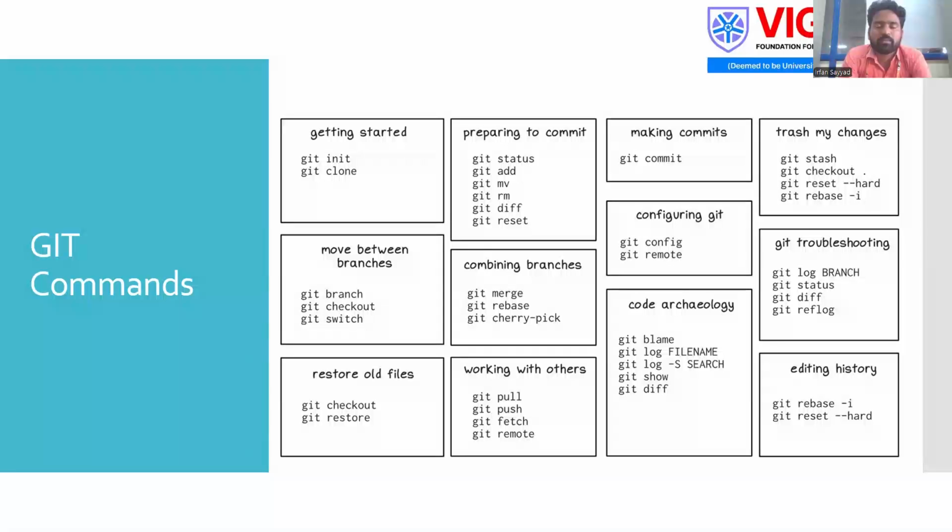Getting started: if Git needs to be running, we give the command git init for initialization. Git clone: if we need to clone a repository from GitHub, we use the command git clone. Preparing for commit: to commit changes, or pull back or push, those are done with these commands. Working with others means git pull and git push, which are used for pulling and pushing the project to GitHub.